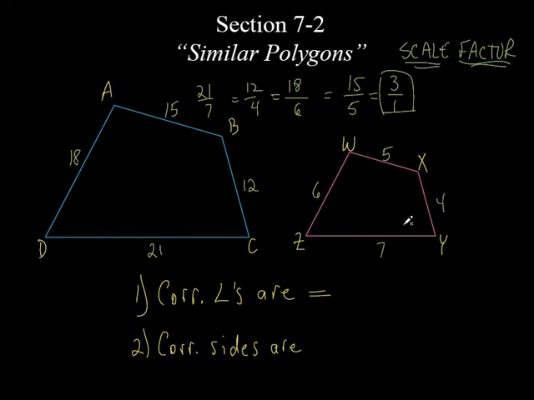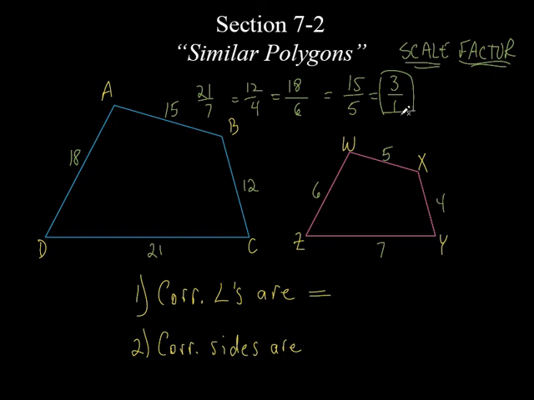Now, does that have to be true about every single similar polygon? Of course not. What I mean is they don't have to be 3 to 1, but they do have to have the same scale factor. They have to reduce to the same exact thing. If all that's true, then you have a similar polygon.